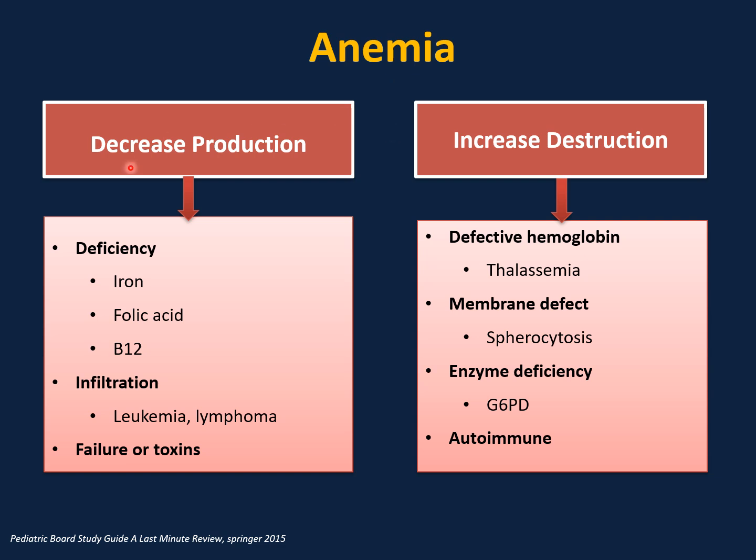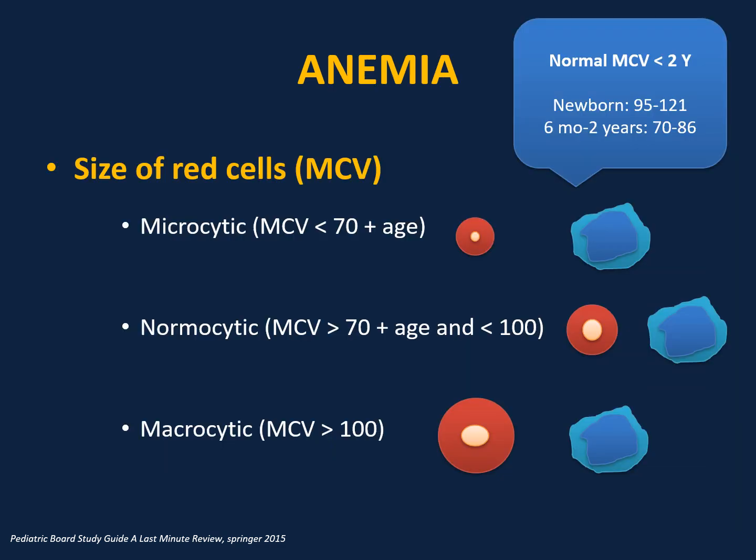Anemia can be classified into two categories: decreased production of red blood cells, for example deficiency of the iron, folic acid, B12, or infiltration of bone marrow with abnormal cells, for example leukemia and lymphoma, or bone marrow failure or toxins exposure. Increased destruction of red blood cells, for example defective hemoglobin, a decreased synthesis of beta globin or alpha globin, like in cases of thalassemia. Membrane defect, for example spherocytosis. Enzyme deficiency, for example G6PD deficiency, or antibodies directed to the red blood cells to destroy it, like autoimmune hemolytic anemia.